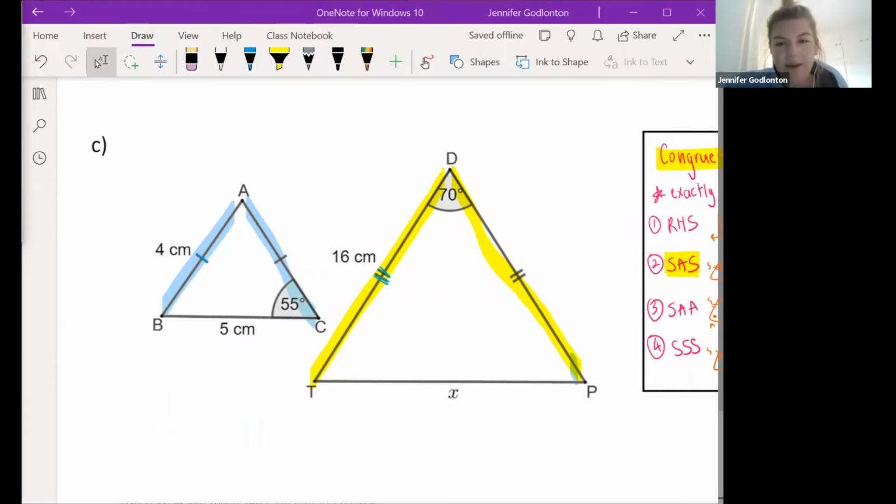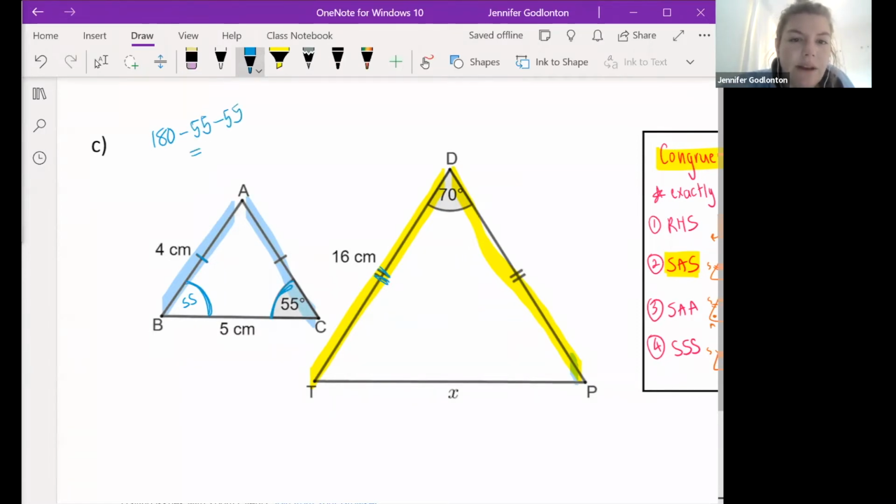Great. Okay, cool. I'm seeing some good things happening here. So let's just have a chat about this. In our blue triangle here on the left, we can see it's an isosceles triangle, and that means that our base angles are the same as each other. That reason is angles opposite equal sides. Because this angle here is 55 degrees, that means that this angle is also going to be 55 degrees. If we then think about our angles in a triangle, 180 degrees minus 55 minus 55 gives us 70 degrees. So that means angle A is going to be 70 degrees.